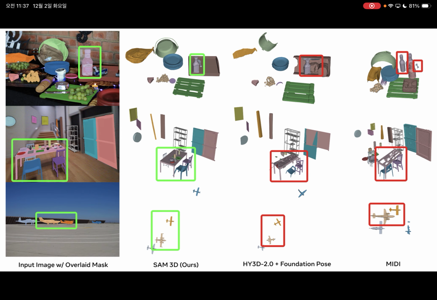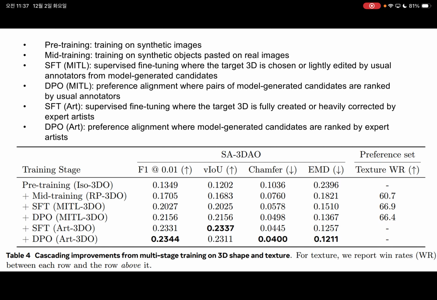And this is about data. So I introduced pre-training, right? Pre-training on synthetic images, and mid-training on synthetic objects pasted on real images. That is this one, pre-training and mid-training. Here, the higher the better, F1 score. If we use only pre-training, the F1 score is only 0.13, not very good. If we include mid-training as well, then the F1 score is better. We get 0.17, and then these are the third stages.